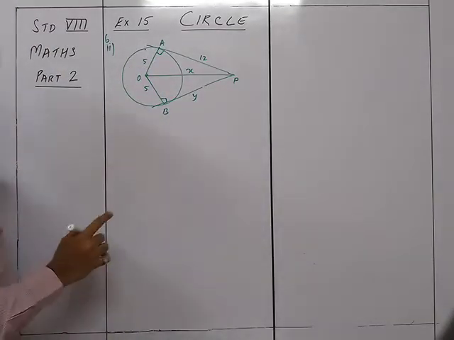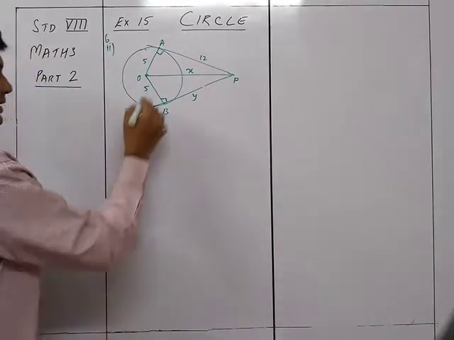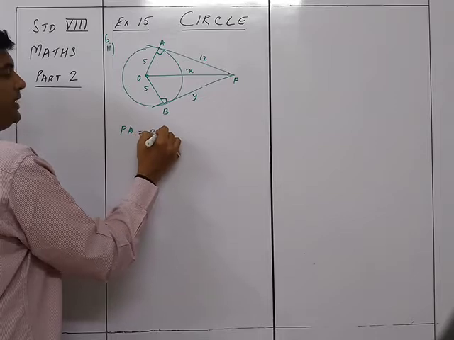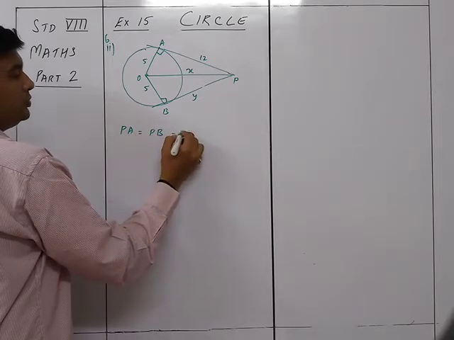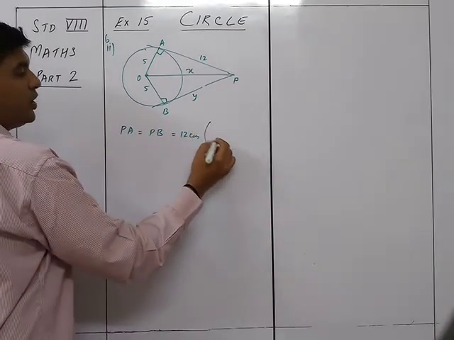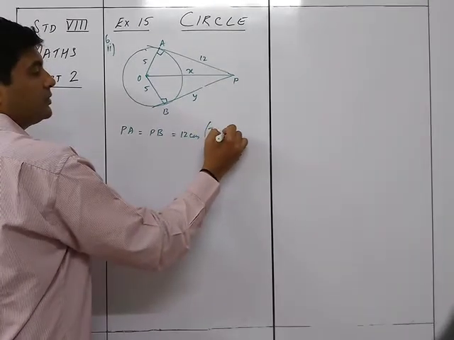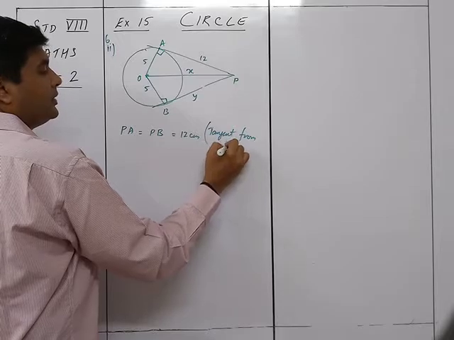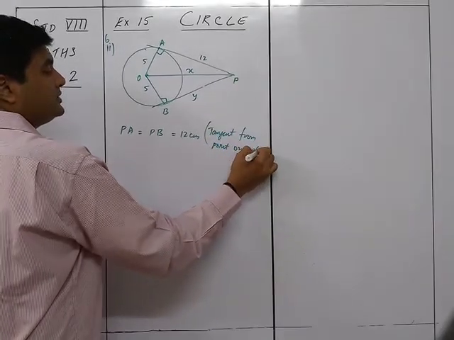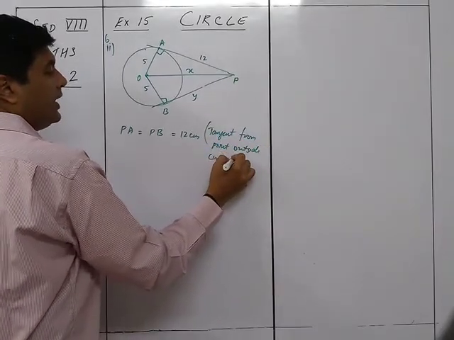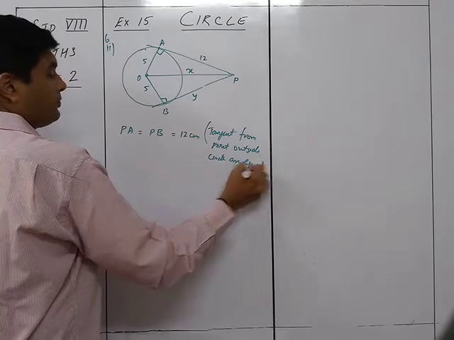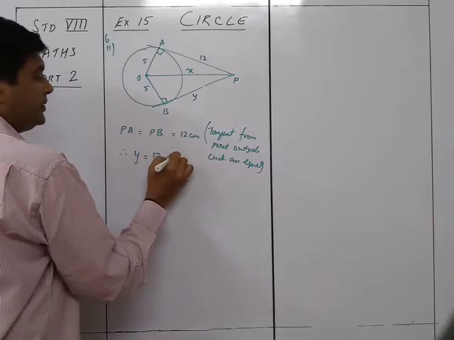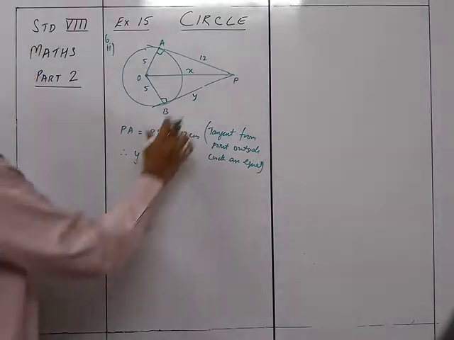Firstly, we can easily find out y. We know that PA is equal to PB is equal to 12 centimeters because tangents from a point outside the circle are equal. Therefore, y is equal to 12 centimeters. That is the first answer. This becomes 12.